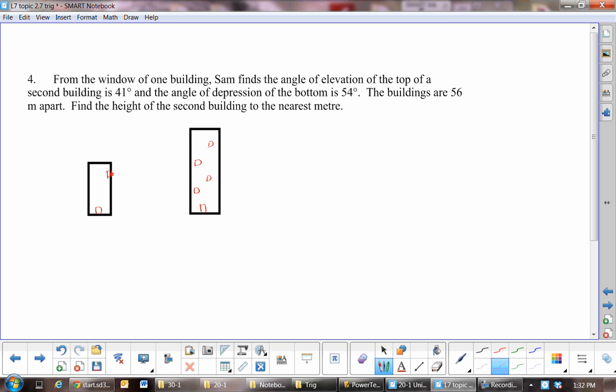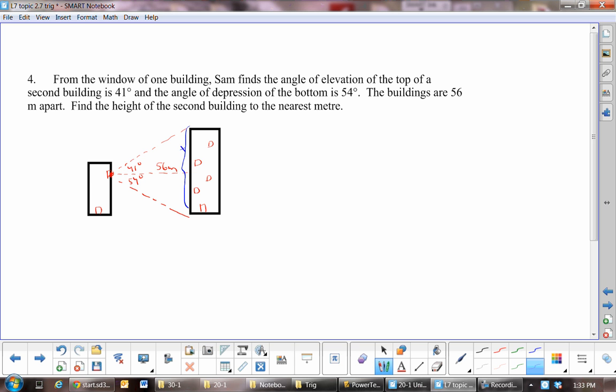Okay, so Sam is standing at the window, and he finds at the top of the building, he has an angle of inclination of 41 degrees. To look at the bottom of the building, he has an angle of depression of 54 degrees. And he is 56 meters away from the building. The question is, how do you find the height of the building?